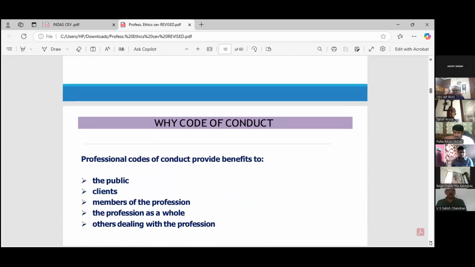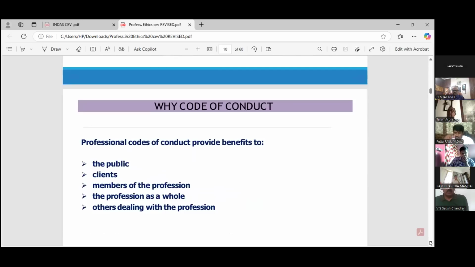Then, why is a code of conduct required? A professional code of conduct provides benefit to the public, benefit to the client, and benefit to the member of the profession. If you are a member of the profession, then you also get the benefit. The profession as a whole and others dealing with the profession, such as the clients who deal with us, also get the benefit.